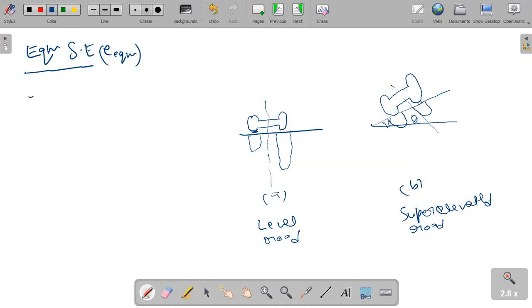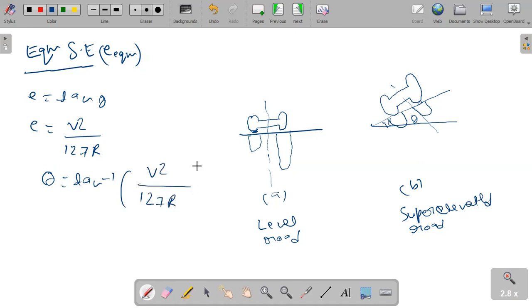So as we already know, E is equal to tan theta, and E is equal to v square upon 127 r, provided v is in kilometer per hour. So theta will be tan inverse v square upon 127 r. What it means? It means that if the road surface is super elevated by theta equal to tan inverse v square upon 127 r, then the pressure on both the wheels will be equal.